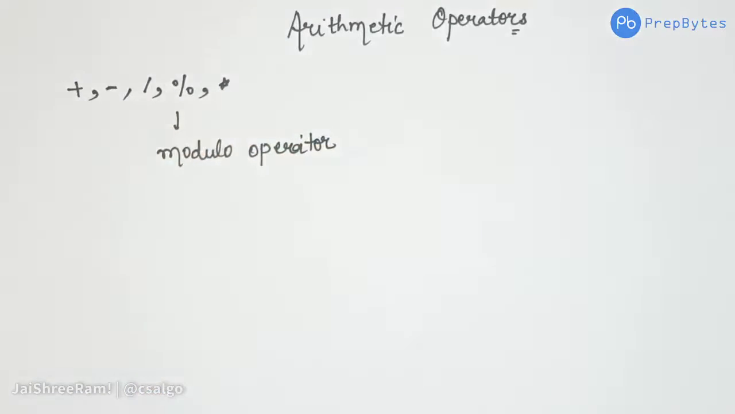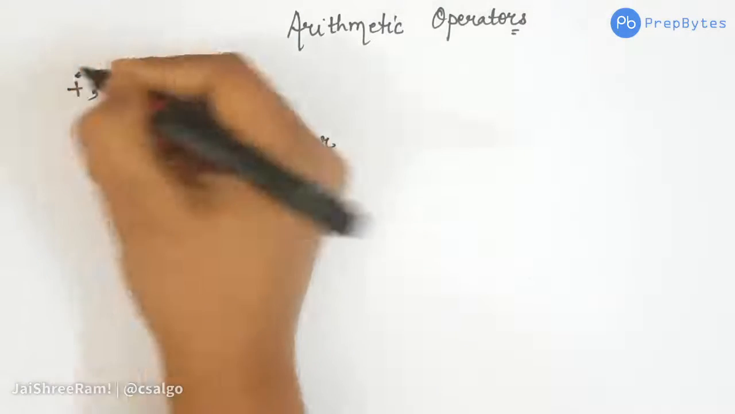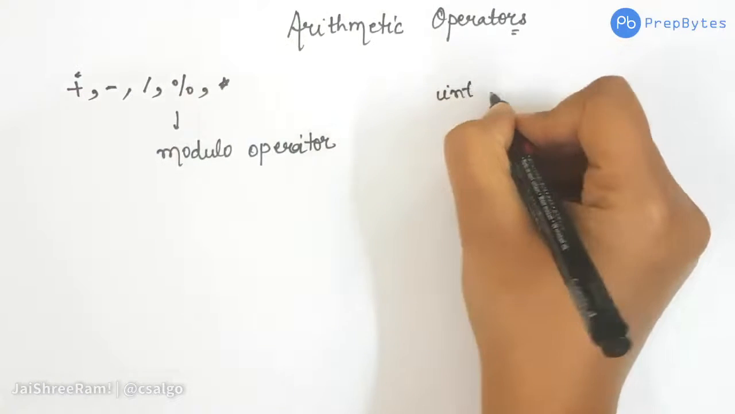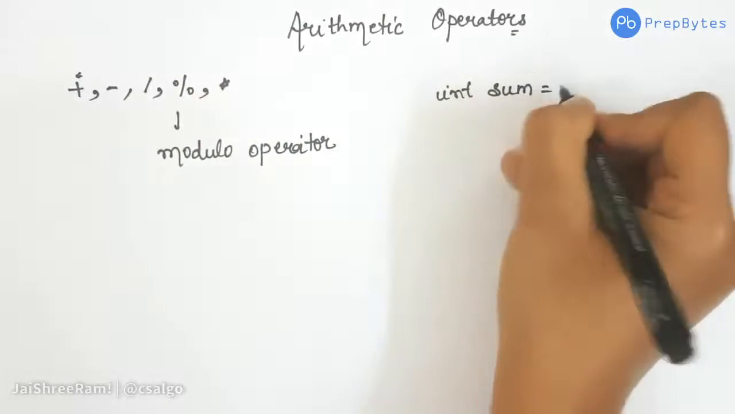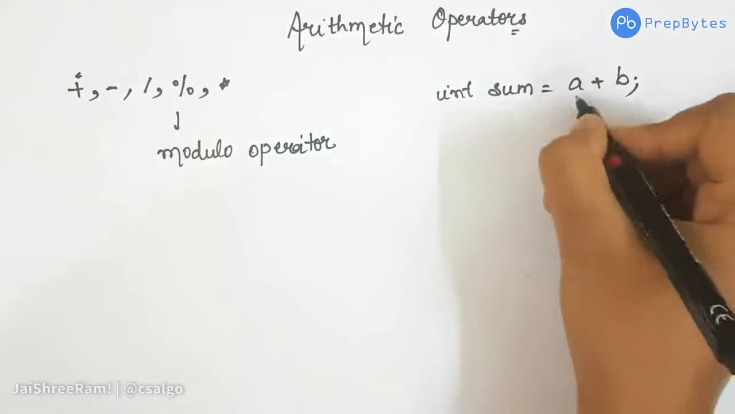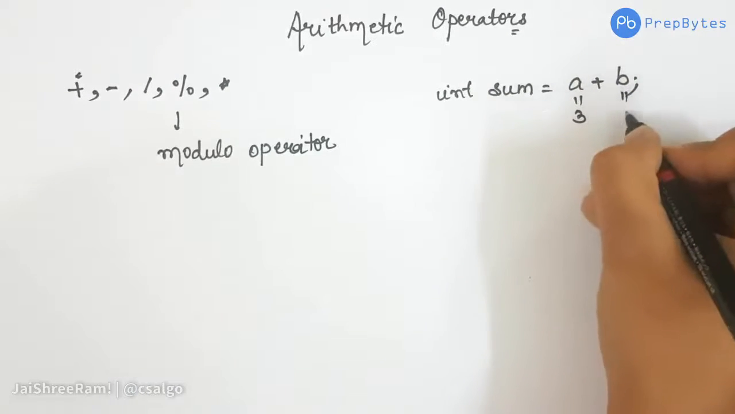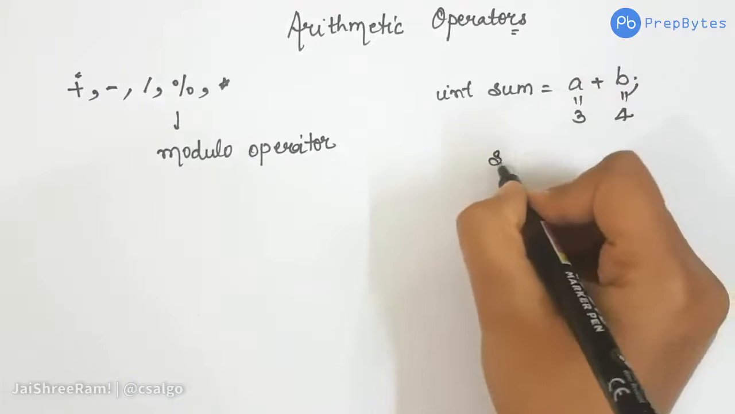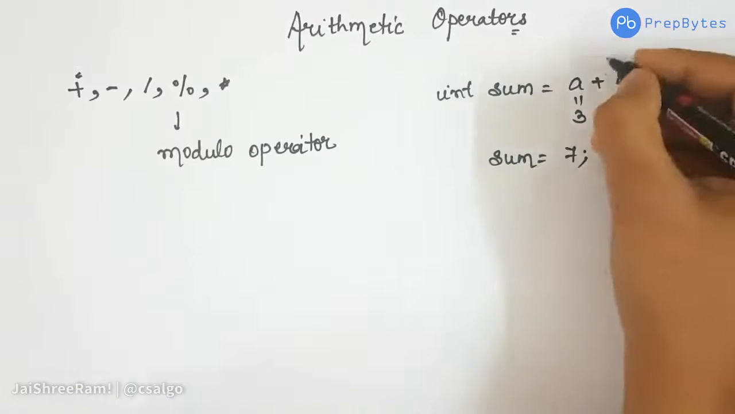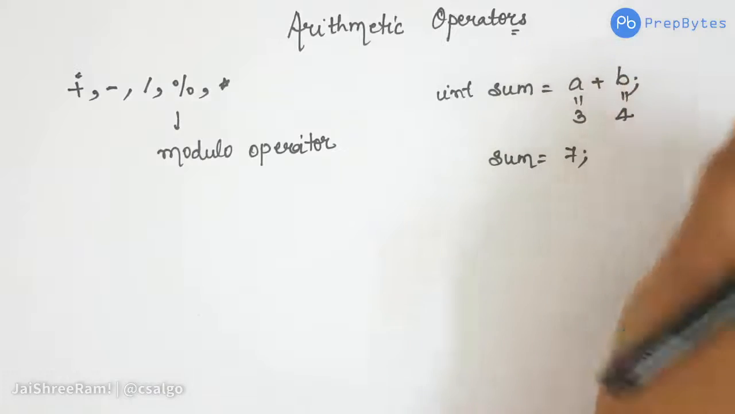Let's say someone asks you to write a program to add two numbers. You can add two numbers using this operator. So let's say you have to do something like int sum equal to a plus b. If the value of a is, let's say, 3 and the value of b is 4, you get the value of sum as 7. So this is the task of the addition operator.